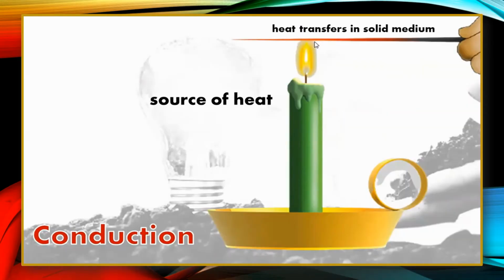So we have conduction. Here we have the source of heat, the candle with flame, and the one above is the solid particle, metal. The metal is in contact with the flame so the heat from the flame will travel to the solid particle. So that is what we call conduction. Whenever heat travels to solid particles, that is what they call conduction.